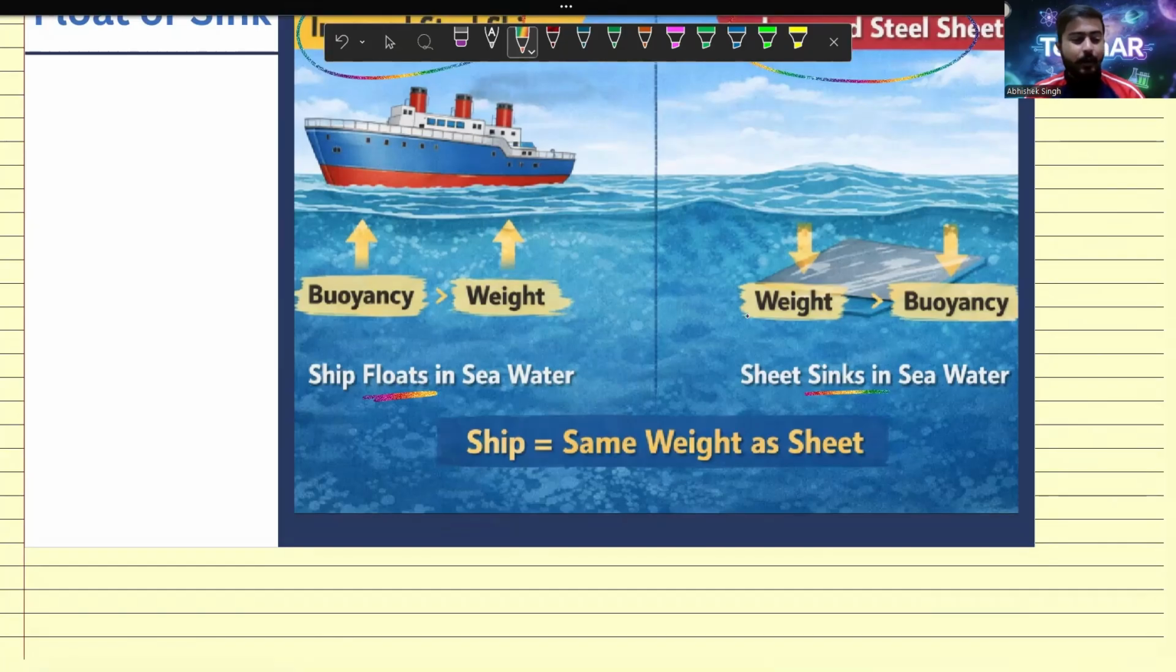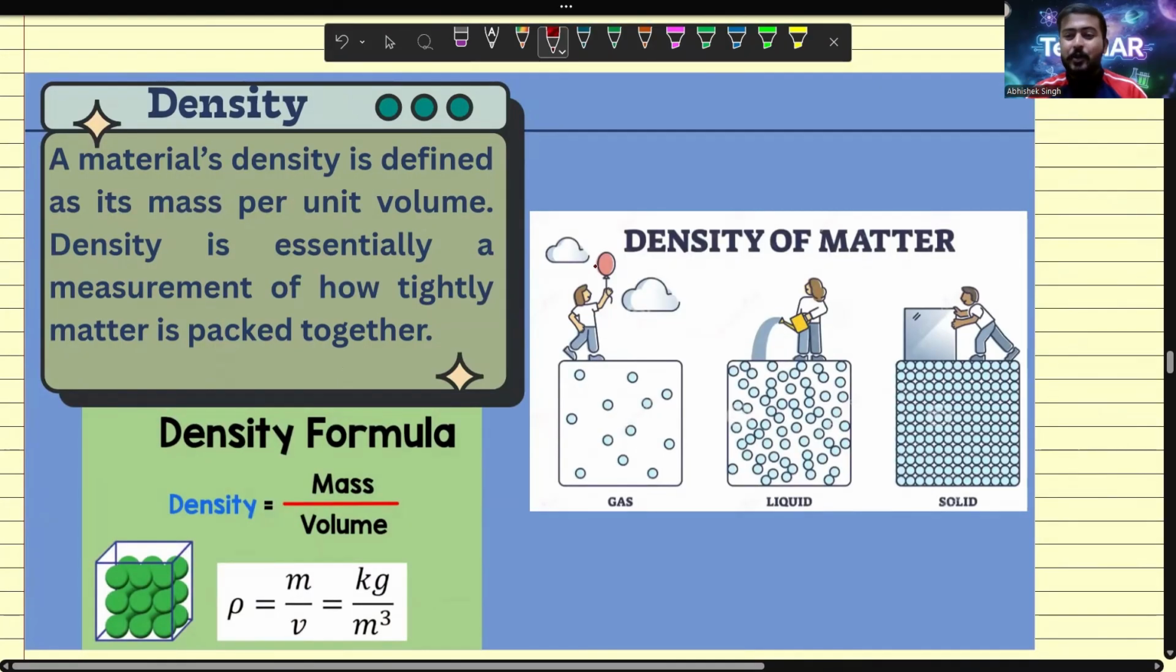If I talk about it, the weight is the same in both the cases, but what is different is the upthrust. The upthrust in the case of the ship could be different, and the upthrust in the case of the sheet would be different. So it's a very conceptual thing that you need to know about density.